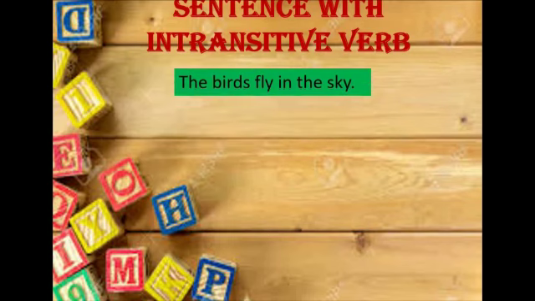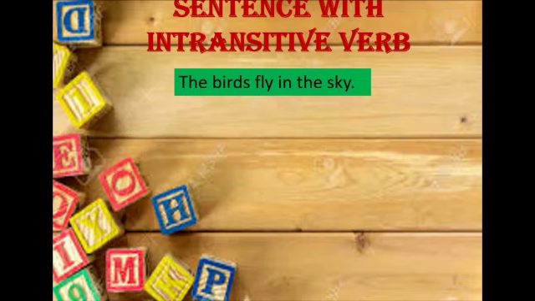Now, sentences with an intransitive verb. Let's revise what an intransitive verb is. As we did in the previous lecture, an intransitive verb does not take any object. For example, the birds fly in the sky. Here, the birds is the subject, fly is the verb, and in the sky is an adverbial phrase. There isn't any object because no word is giving the answer of what or whom. So there isn't any object here.